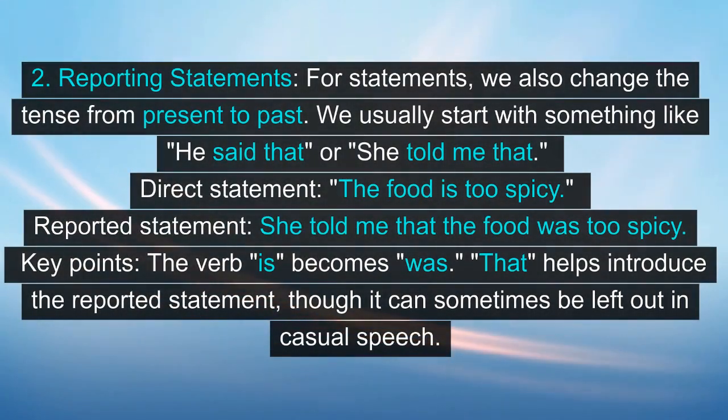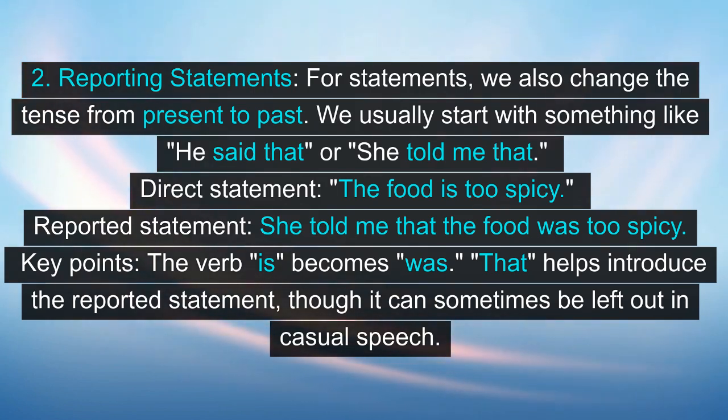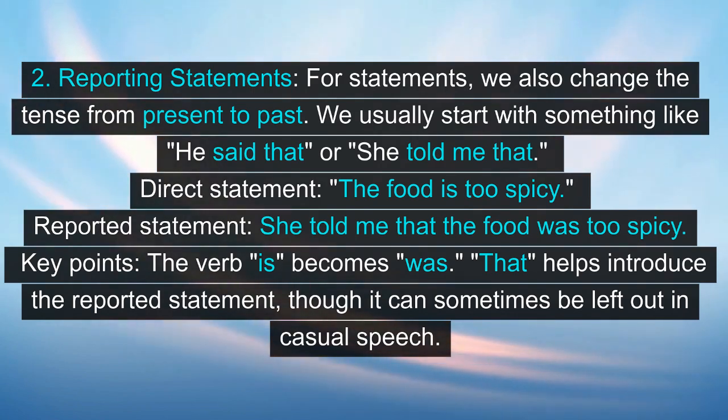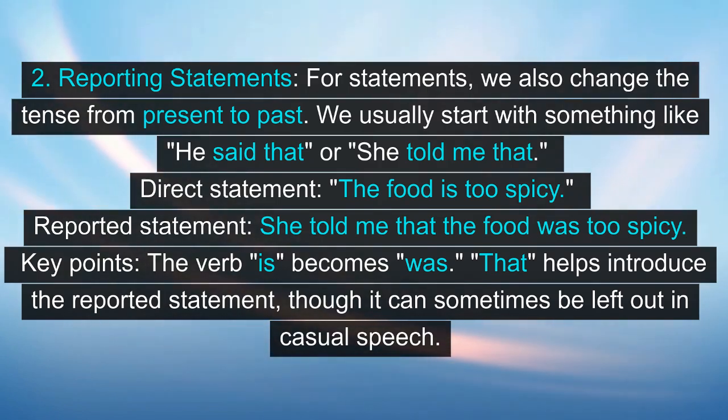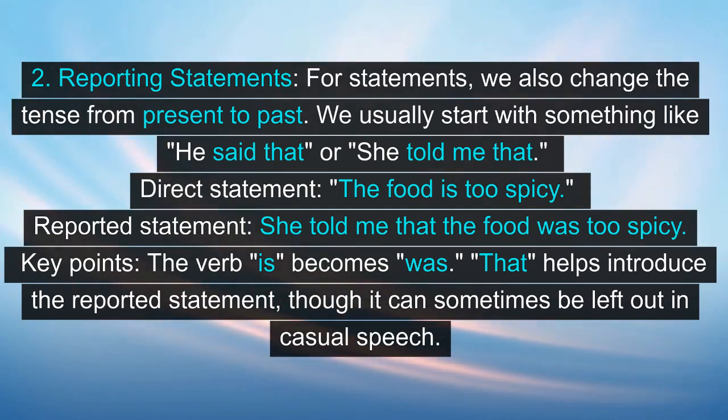2. Reporting statements. For statements, we also change the tense from present to past. We usually start with something like "he said that" or "she told me that." Direct statement: The food is too spicy. Reported statement: She told me that the food was too spicy. Key points: The verb "is" becomes "was." "That" helps introduce the reported statement, though it can sometimes be left out in casual speech.